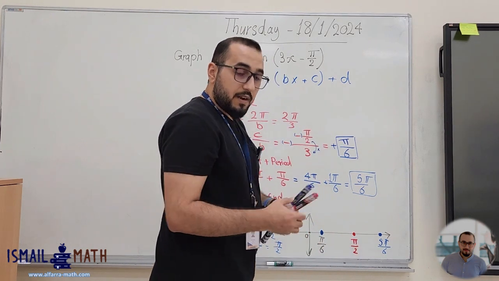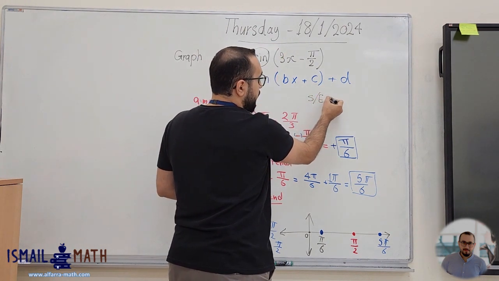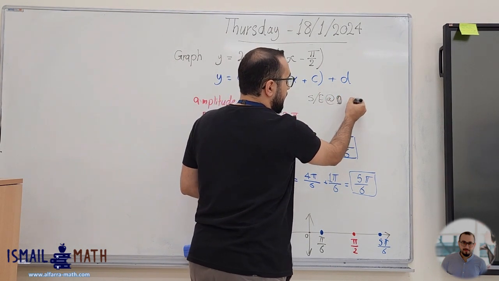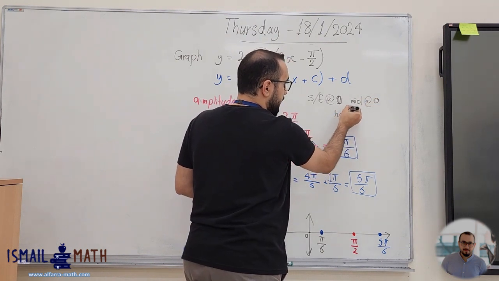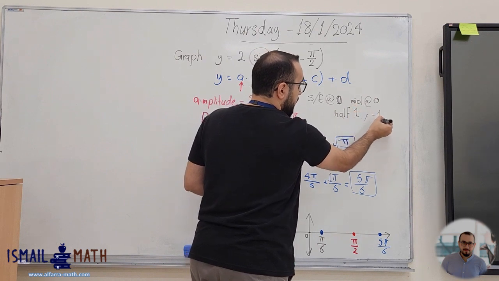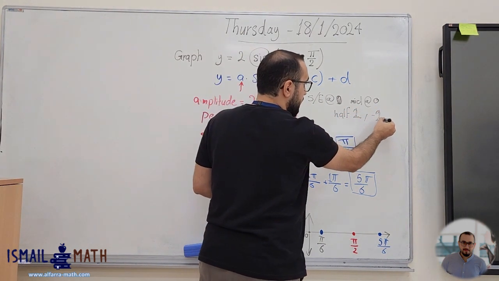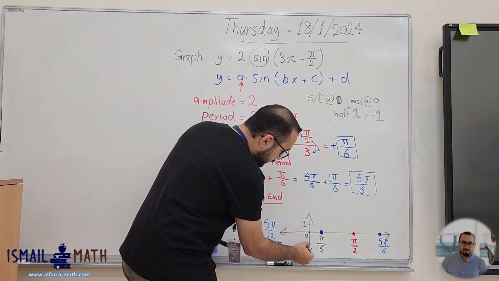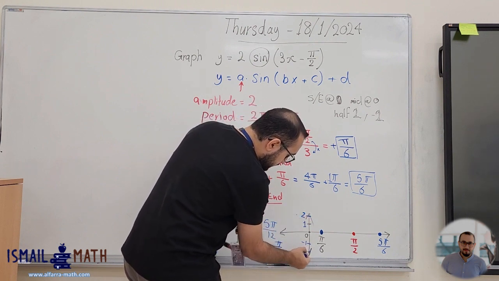Now, the rule of graphing a sine function: we know that the start and end points are at 0, and the middle point is at 0, and the other halves are 1 and -1. But here, because the amplitude is 2, the other halves will be 2 and -2. So now let me put the coordinates. We know this is 1 and this is -1. This one is +2, and this one is -2.